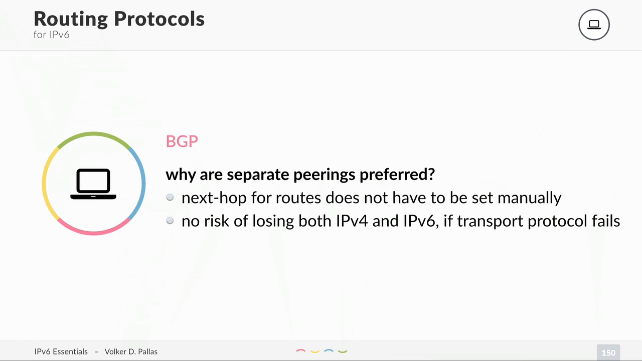But with IPv6 over IPv4, it cannot set its IPv4 address, and your router does not know the IPv6 address of the peer, so it does not make sense. You would have to manually set the next hop. And also, if you lose IPv4 connectivity somehow, IPv6 is also gone. So please configure separate peerings. It makes it more scalable, it makes it more reliable, and you don't have to set the next hop manually.